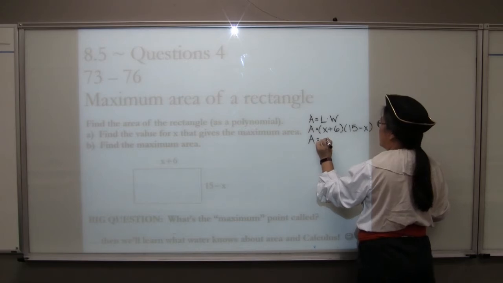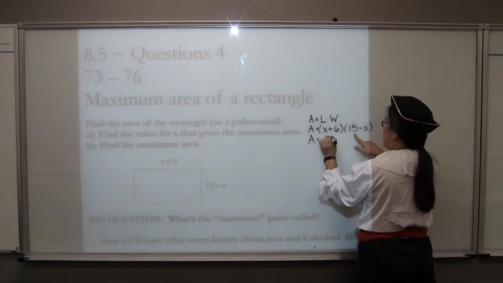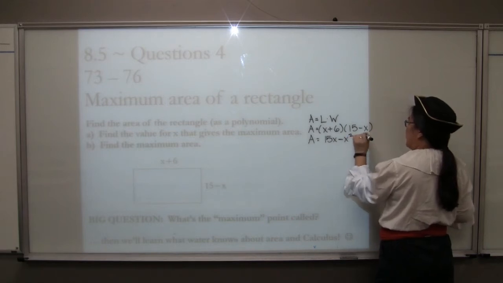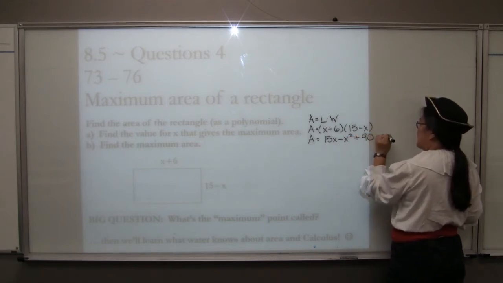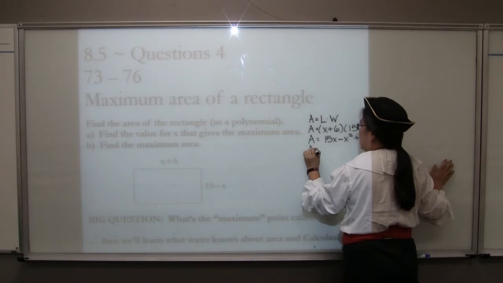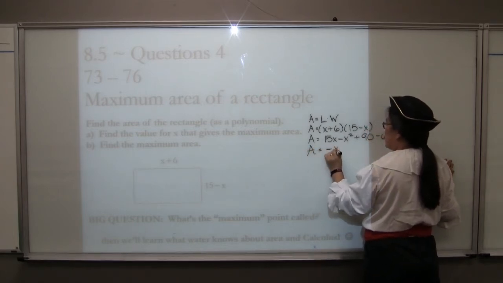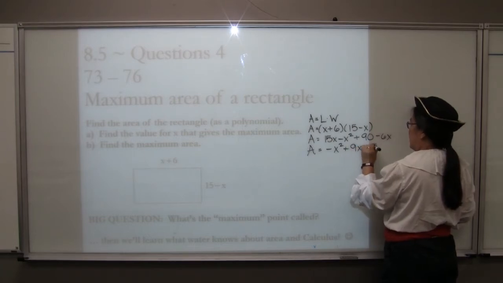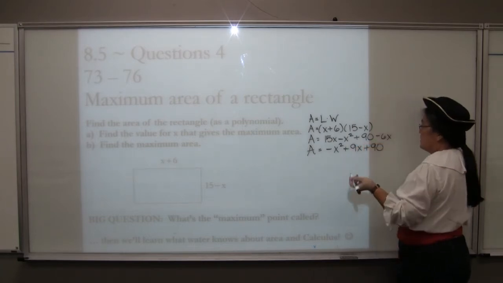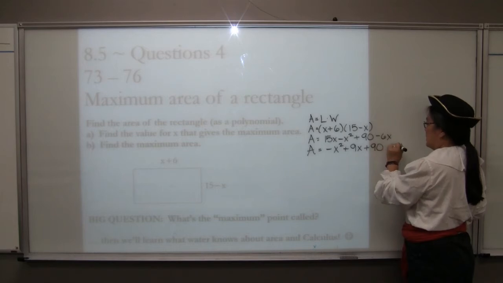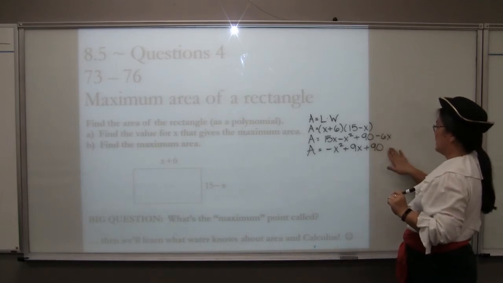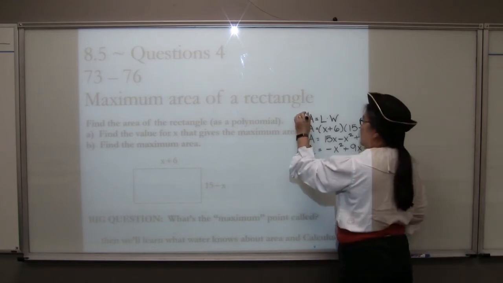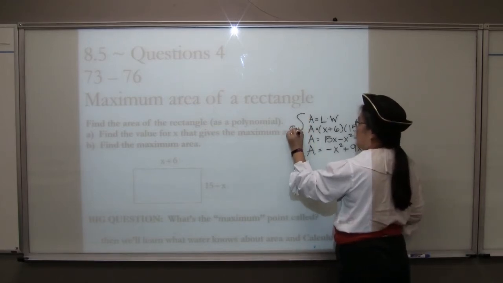Area equals 15x minus x squared plus 90 minus 6x. Combine like terms, descending order by degree: negative x squared plus 9x plus 90. And if we had to label, it would be units squared. We don't actually have to label on this one because we just need this formula. So this is step 1.